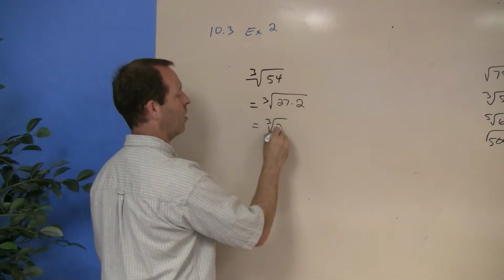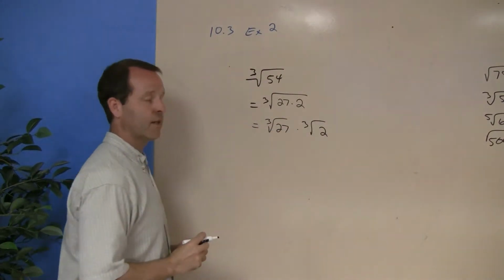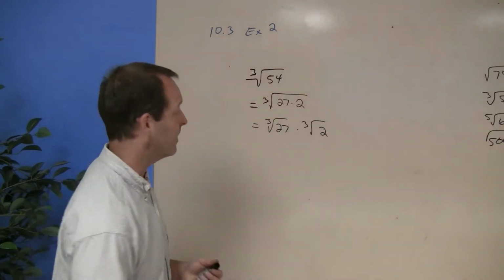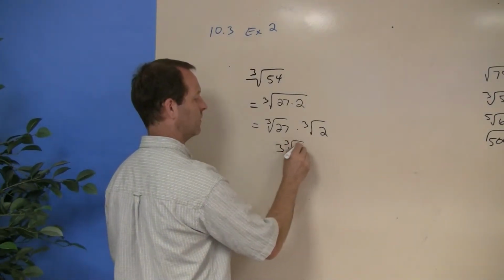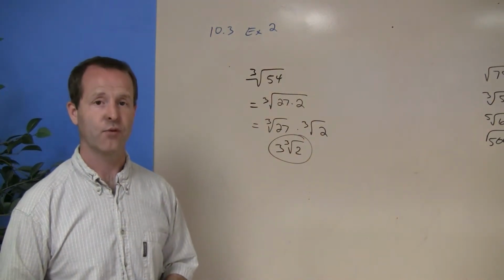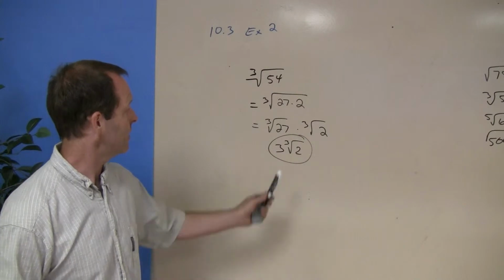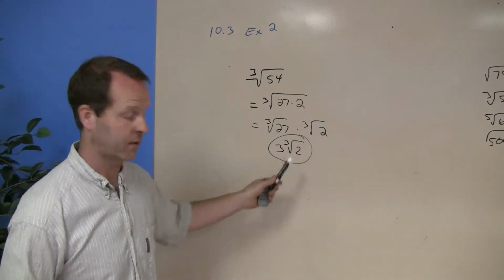To make them their own cube roots. Cube root of 27 is 3. And then I'm left with the cube root of 2. So there, that is simplified. 3 cube root of 2 is the same thing as the cube root of 54. It's just that this one is reduced.